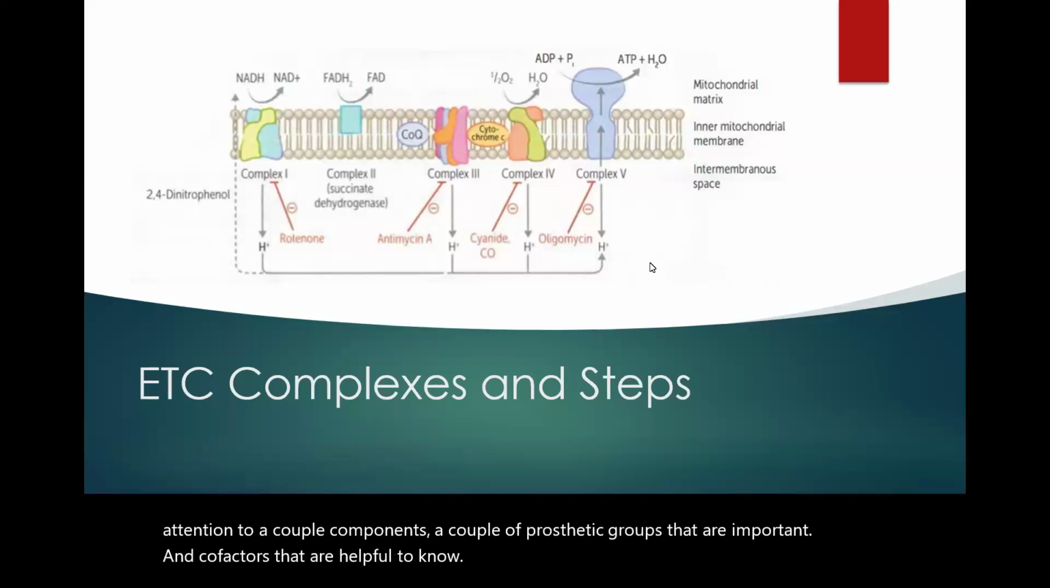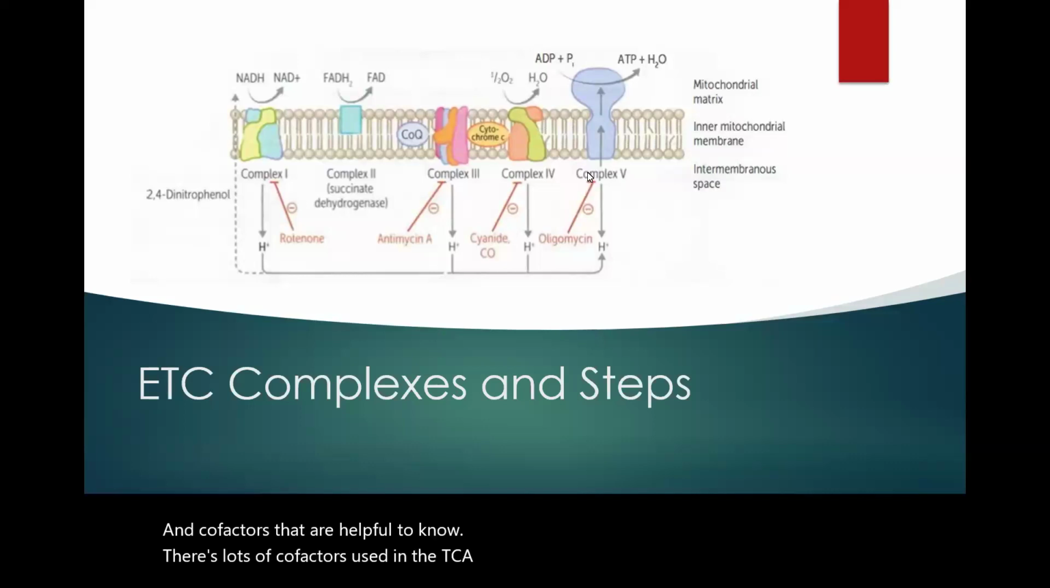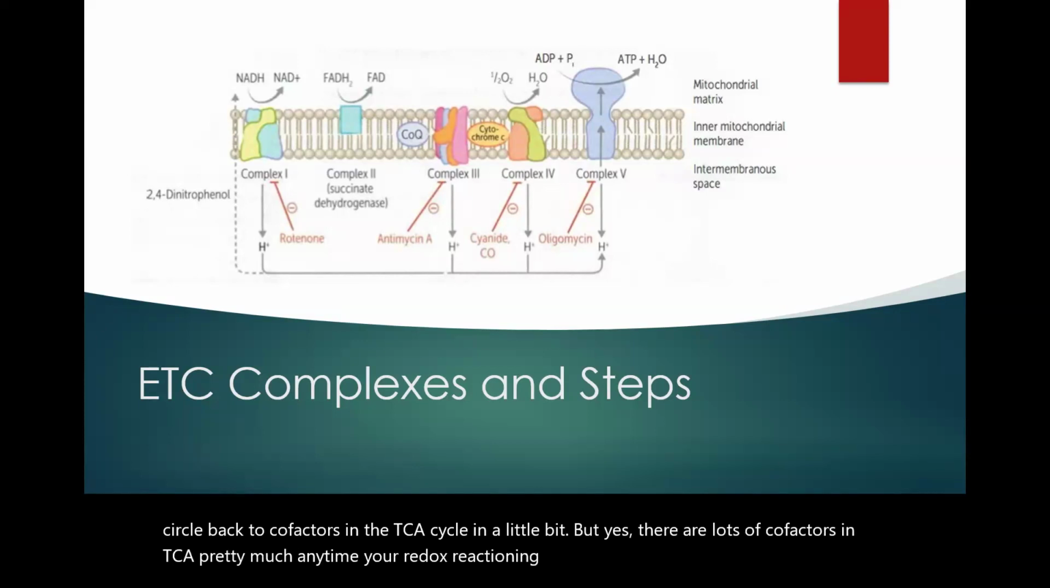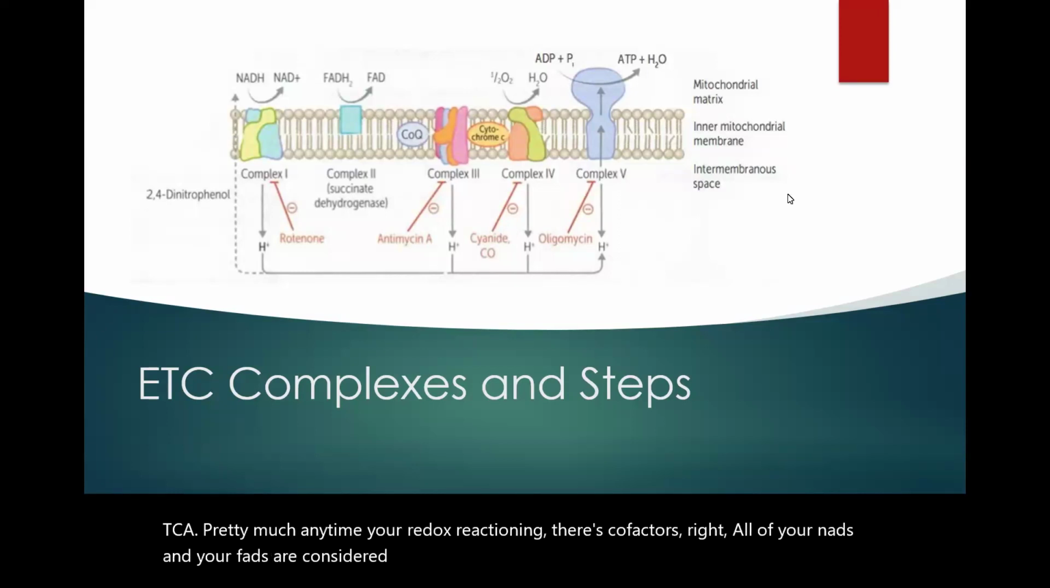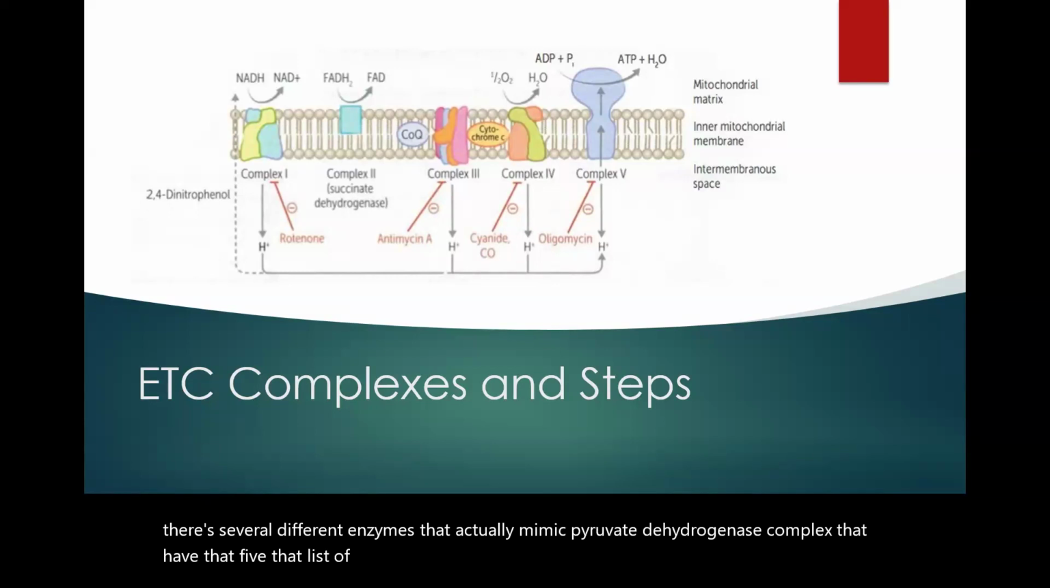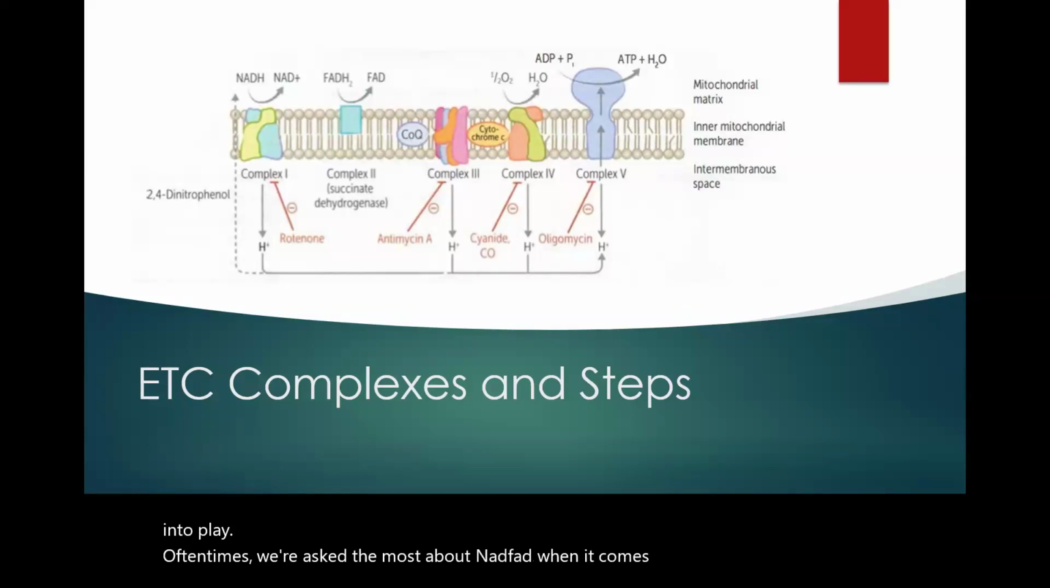There's lots of cofactors used in the TCA cycle, absolutely, Gigi. So we're going to circle back to cofactors in the TCA cycle in a little bit. But yes, there are lots of cofactors in TCA. Pretty much anytime you're redox reactioning, there's cofactors, right? All of your NADs and your FADs are considered cofactors. So you can, at the minimum, consider those. And then there's several different enzymes that actually mimic pyruvate dehydrogenase complex that have that list of 5 cofactors again. So there's a lot of cofactors that do come into play. Oftentimes we're asked the most about NAD, FAD when it comes to the TCA cycle.